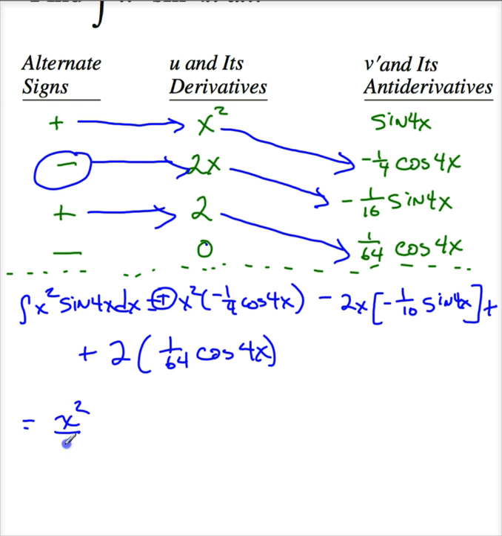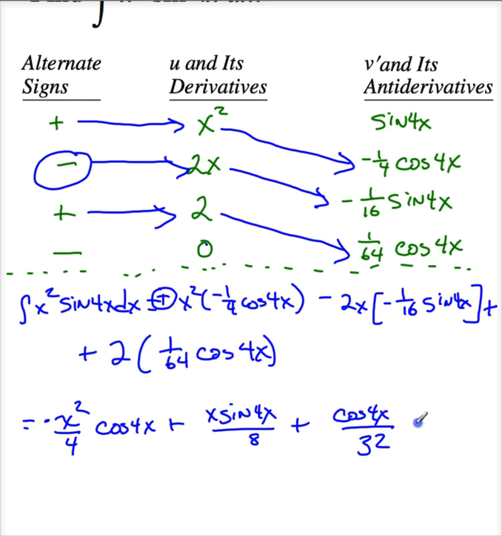It's x squared over 4, and I'm going to have a negative sign, cosine 4x, plus x sine of 4x over 8, minus minus is plus, that's 16. Okay, plus cosine 4x divided by 32, all plus a constant. Don't forget your plus a constant.